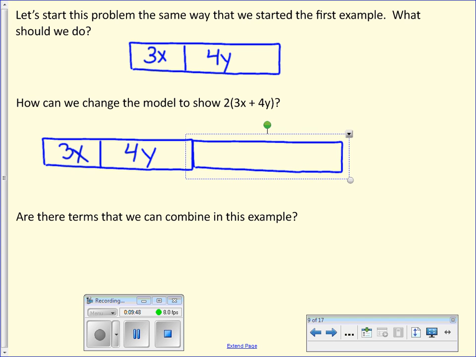I don't know why the whole thing didn't come. It was working before. If I draw it all together, it should still go. So now we want 2 groups.